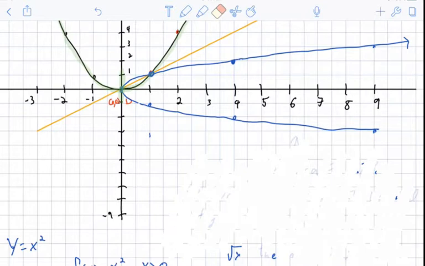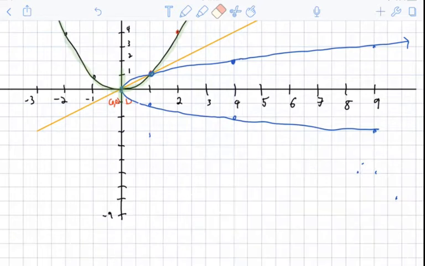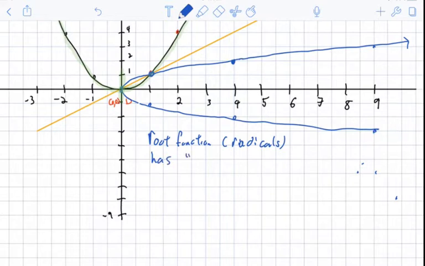Just so you know how important I think this is. The root function, they're called radicals, has a sideways parabola shape, where we've chosen either the top or the bottom of the sideways parabola shape.